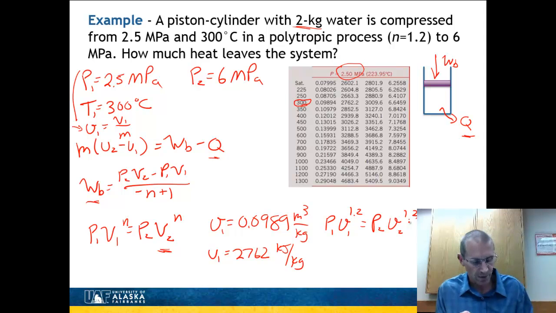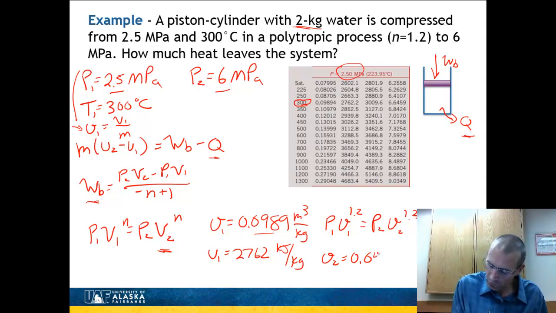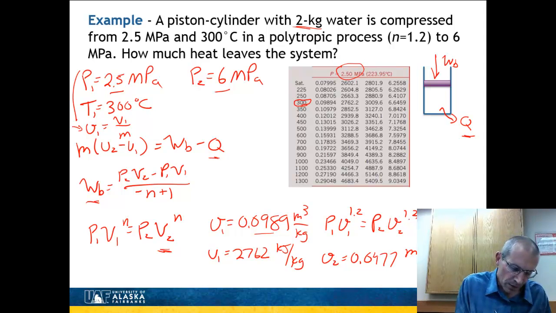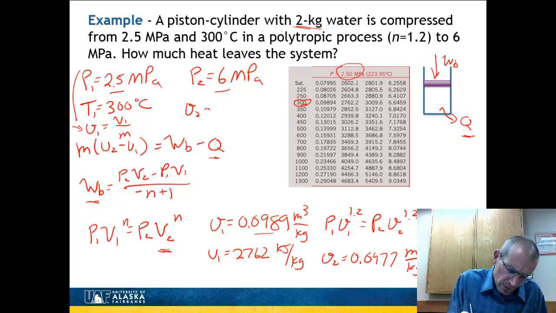I'm going to use little v's here, and that's okay because the mass that appears on both sides to the 1.2 power is just going to cancel out. So if I put in my numbers of 6 and 2.5 and this 0.0989, I can find out what little v2 is, and little v2 is 0.0477 meters cubed per kilogram. I get that from the polytropic relation. So now I've got little v2, 0.0477 meters cubed per kilogram.